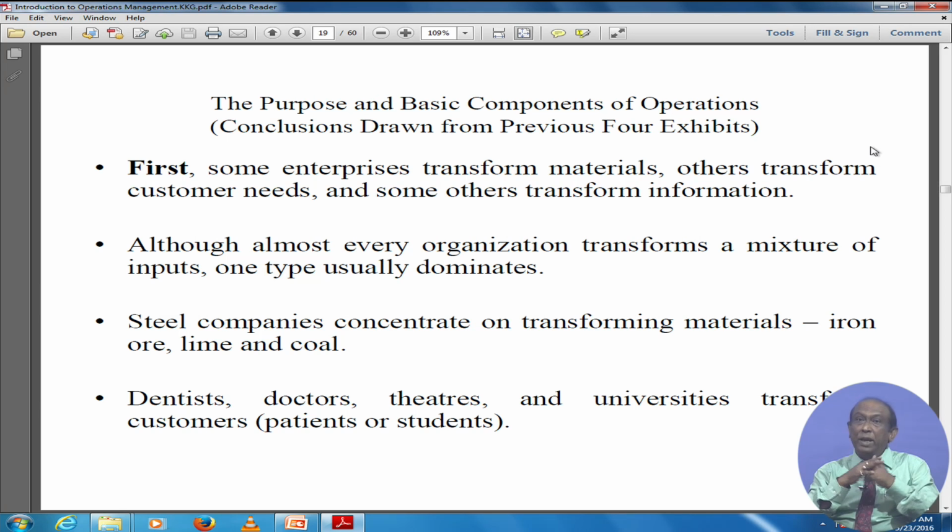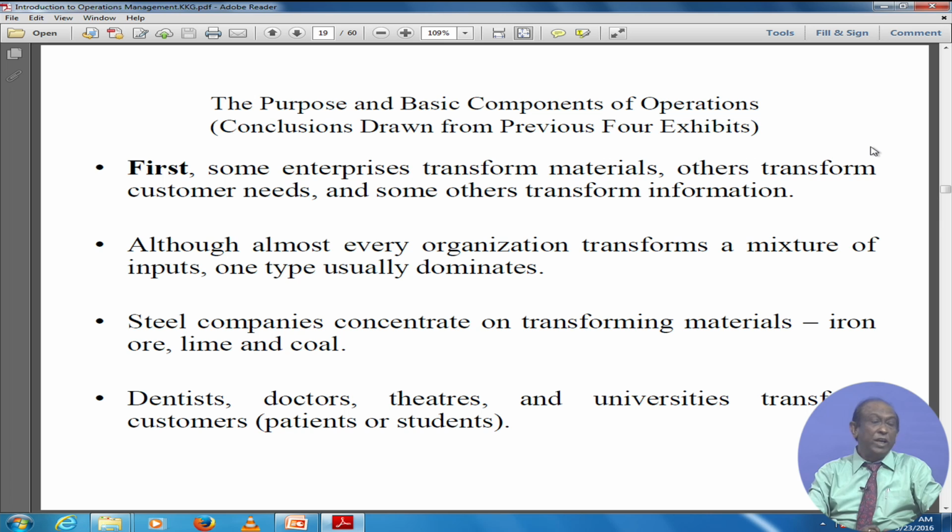Now, based on those exhibits that have been shown, we have to draw certain conclusions, and these conclusions will help you understand production and operations management much better. What are those conclusions? First, some enterprises transform materials, others transform customer needs and even customers, like the universities, and some others transform information, like IT companies and analytic companies.